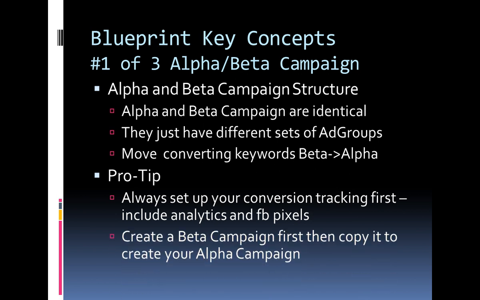The second pro tip is that you create your beta campaign, set it up as much as possible, and then copy that to make your alpha campaign. So that's the second pro tip.